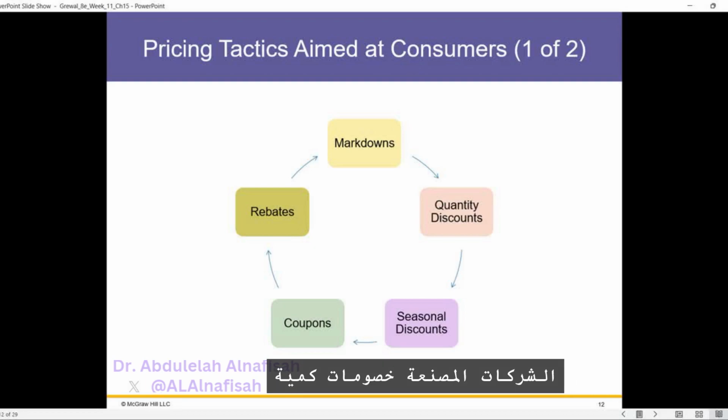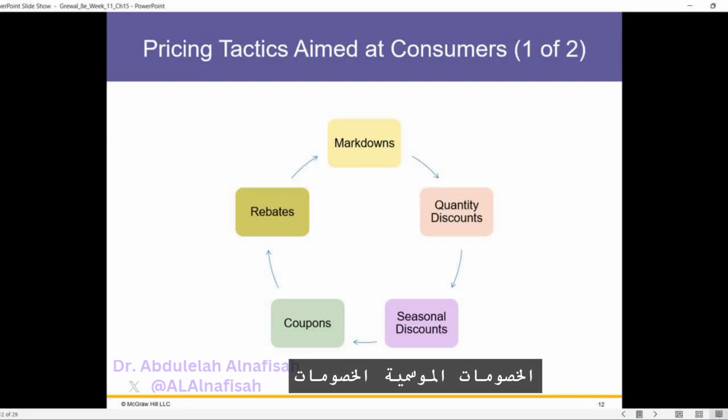2. Quantity discounts for consumers. Manufacturers offer quantity discounts to consumers, where the cost per unit decreases as the quantity purchased increases. The goal is to encourage consumers to buy larger quantities each time, leading to increased consumption and brand loyalty. By offering quantity discounts, manufacturers incentivize customers to make larger purchases, potentially reducing the likelihood of switching brands.